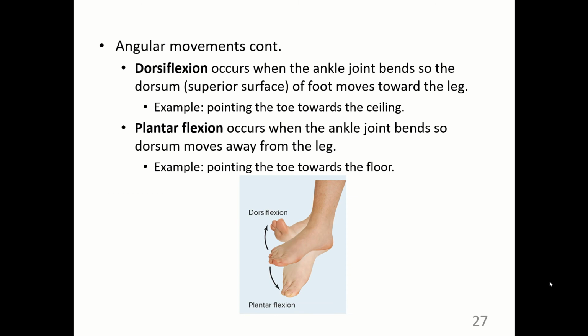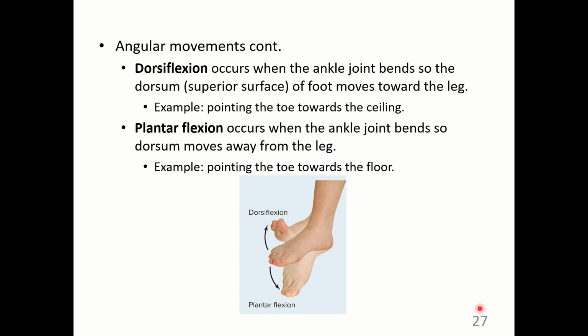Some more angular movements. Dorsiflexion and plantar flexion are going to be paired. This is the flexion and extension of your ankle. So dorsiflexion occurs when the ankle joint bends so that the dorsum or superior surface of the foot moves towards the leg. So when you're pointing your toes towards the ceiling, that is dorsiflexion. So we're decreasing the angles between our foot and our shin. So that's flexion.